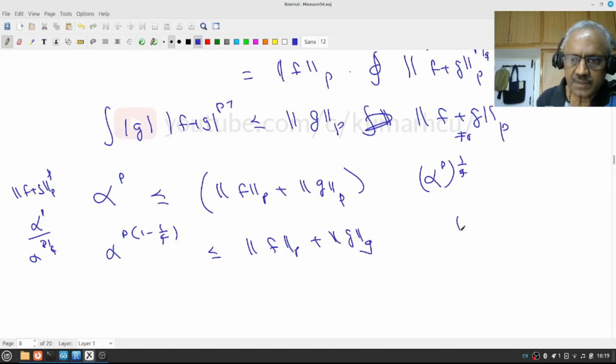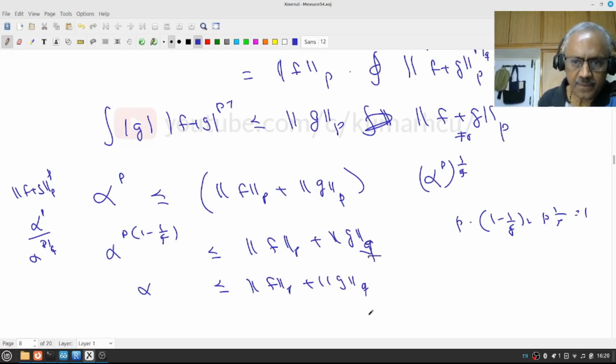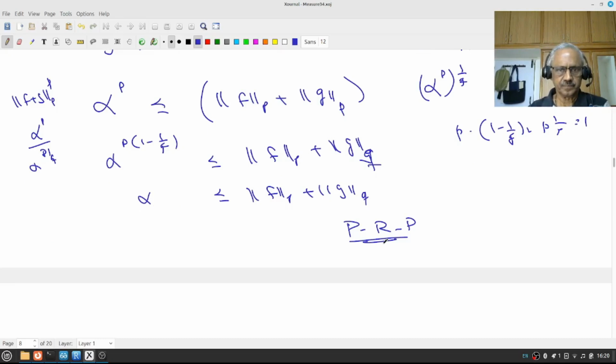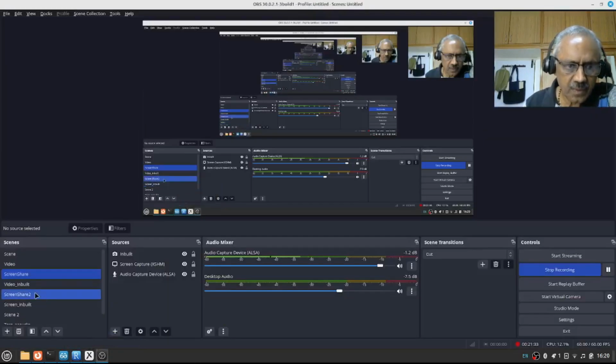But what is this? p into 1 by 1 minus q is the same as p into 1 by p, which is 1. Therefore, it is alpha, and alpha is less than or equal to the LP norm of f plus the LP norm of g. So, we have proved the Minkowski inequality. Finally, we have proved the LP norm is actually a norm.